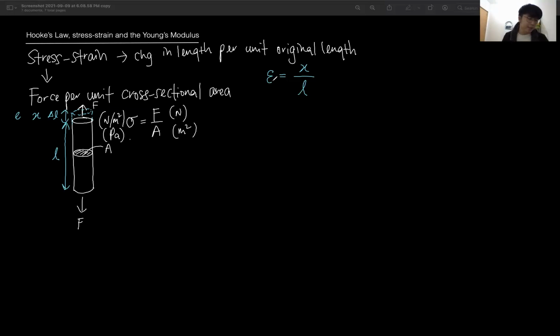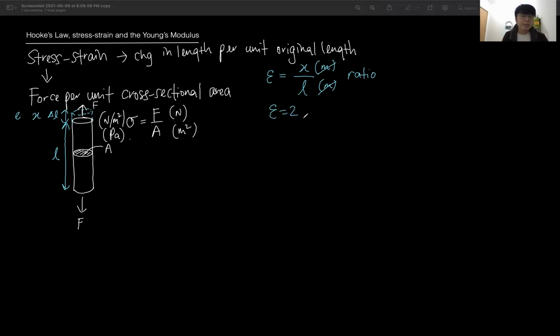Now this strain, right? Let's say if I say the strain is 2, what does it mean? The unit of the extension is meter, and the unit of the original length is also meter, so they cancel out, no unit, meaning that this is actually a ratio, a ratio of the extension to the original length. So if the strain is 2, it means that for every unit length, the extension is 2, twice of it. 2 meter, 2 centimeter for every unit length.